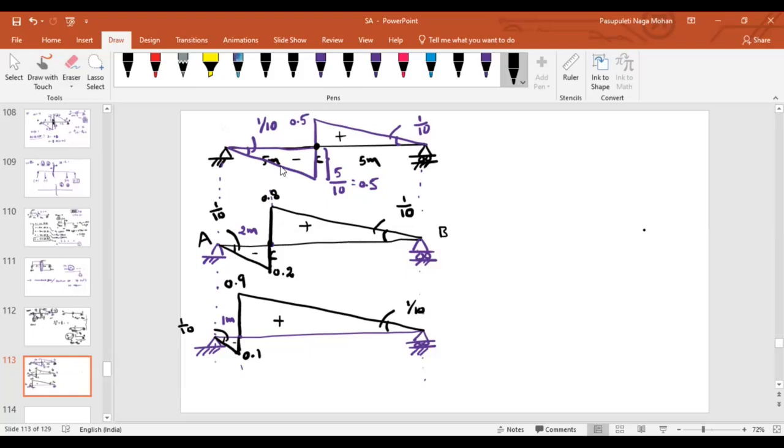In the same way, if I move the point to the right side, if I consider the point somewhere here, what will happen then? If the point is slightly moved to the left side, what is happening? Then negative shear force will increase. Similarly, by the same logic, if the point is moved to the right side, what conclusion can we give?